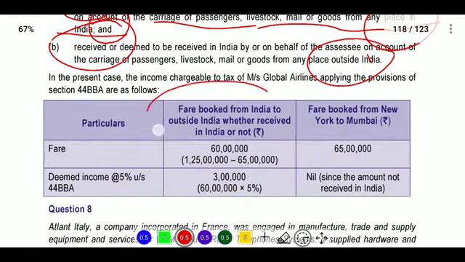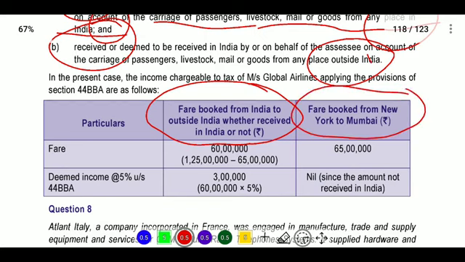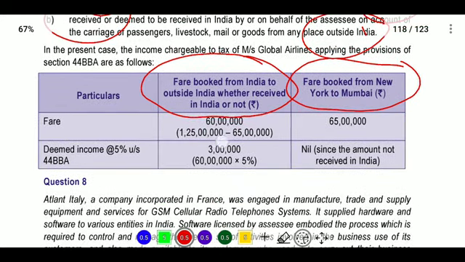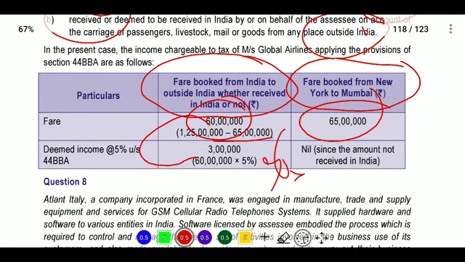Here, fare booked from India to outside India, fare booked from New York to Mumbai, whether received in India or not. Here fare will be 125 minus 65, that is 60 lakhs, and 65 lakhs directly given, and from the 60 lakhs fare will be there. It will be taxable at the rate of 5%. Since the amount was not received in India, so it will not be taxable.